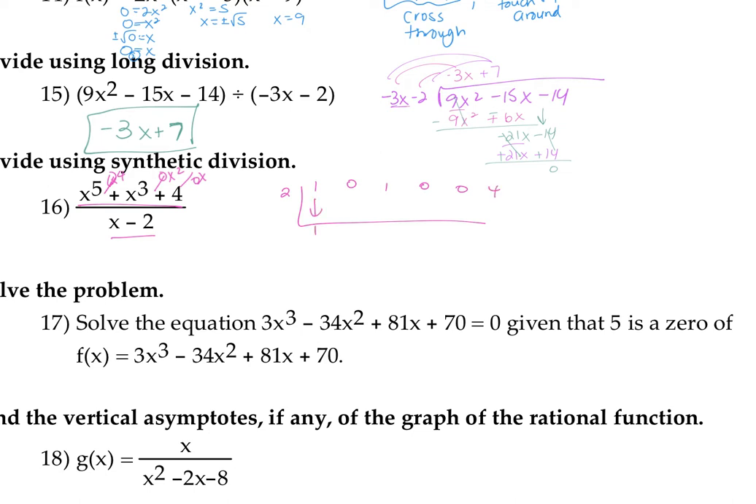Bring down the 1, multiply by 2, put it in the next column, add it, multiply by 2, put it in the next column, add it, and continue multiplying, placing, and adding across the columns. This is my remainder. This gets the x squared, the x to the 3rd, and the x to the 4th. So it would be positive x to the 4th plus 2x to the 3rd plus 5x squared plus 10x plus 20 plus the remainder, which is 44, over the divisor, which is x minus 2.